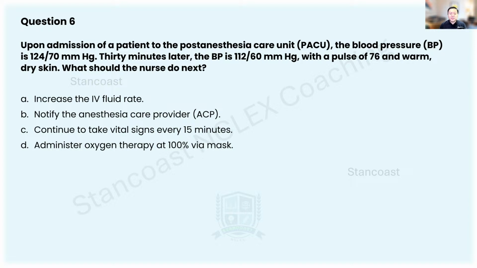Number 6, upon admission of a patient to the PACU, the blood pressure is 124/70. 30 minutes later, the blood pressure is 112/60 with a pulse of 76 and warm, dry skin. What should the nurse do next? Is it A, increase the IV fluid rate, B, notify the anesthesia care provider, C, continue to take vital signs every 15 minutes, and D, administer oxygen therapy at 100% via mask.